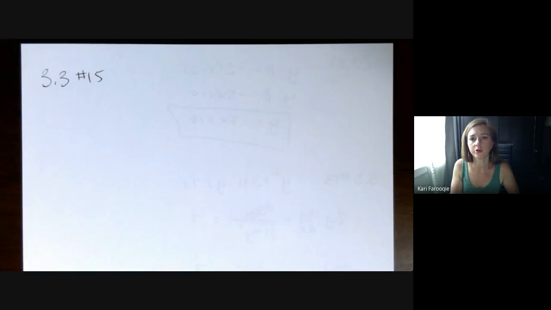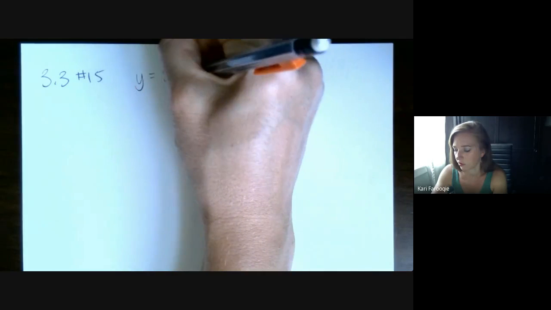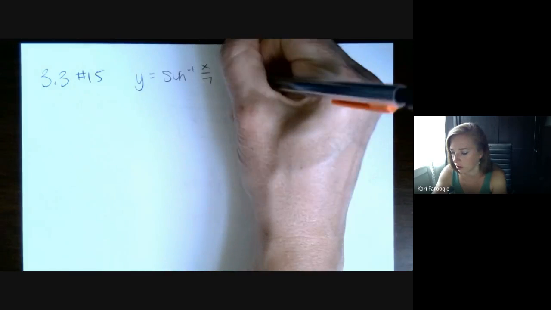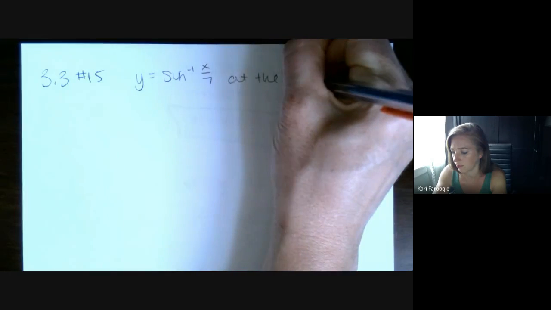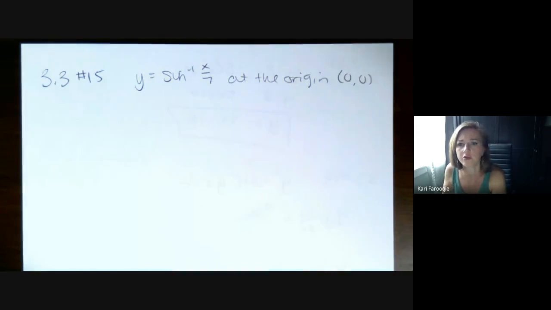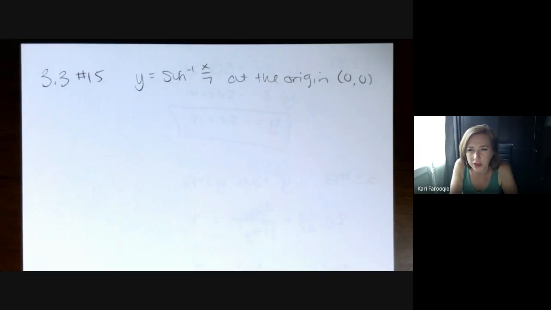All right, find an equation for the tangent line to the graph of y equals the inverse sine of x over 7 at the origin, which is going to be (0, 0). And then there's a part B, which is graph the equation and the tangent line, which I can show you on Desmos if you'd like.